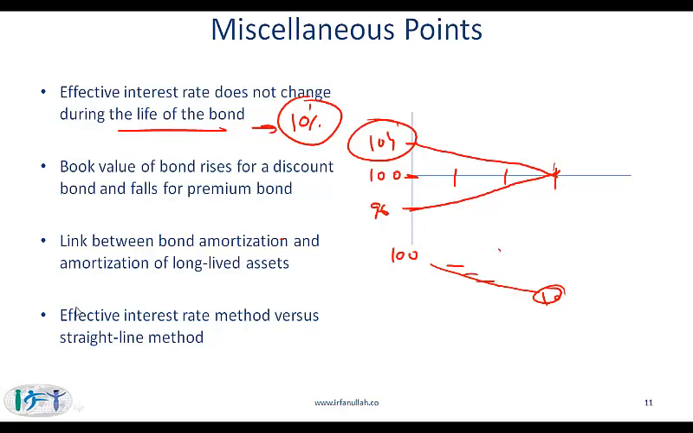All right, and then finally, the effective interest rate method versus straight line method. I don't think this is overly testable, but everything that we've talked about so far is based on the effective interest rate method. So we have said that the effective interest rate is the rate that was in effect when the bond was issued, and then all our subsequent amortization and interest expense is calculated based on that effective interest rate.